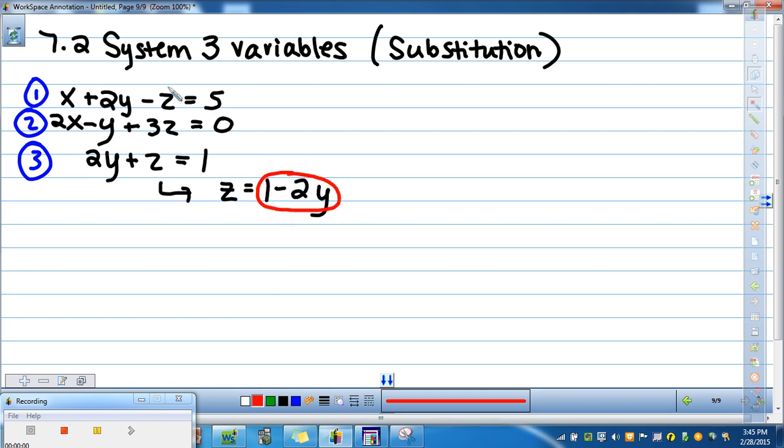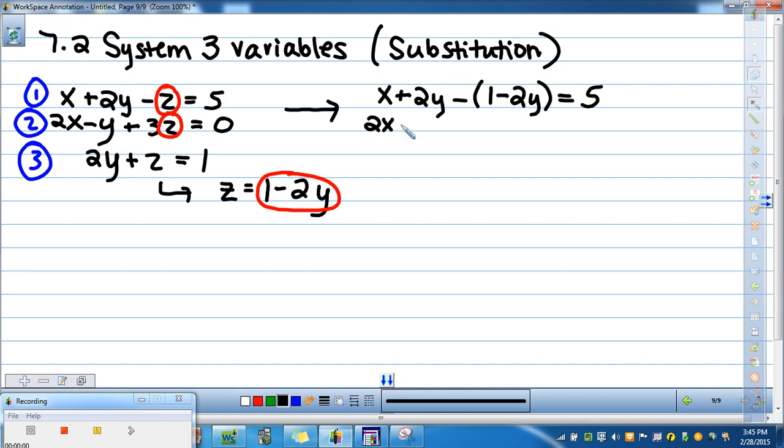Now we are going to take that expression for z and plug it back in for z into each of the top two equations. Use parentheses each time you make a substitution. Especially with that negative in front, we need to make sure that that negative sign distributes to each part of the 1 minus 2y.